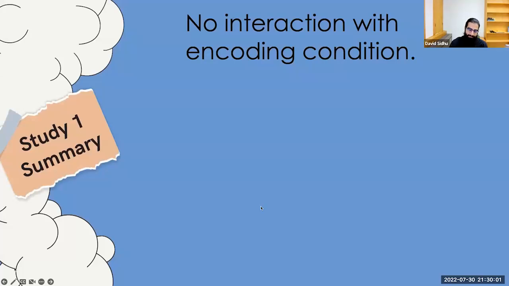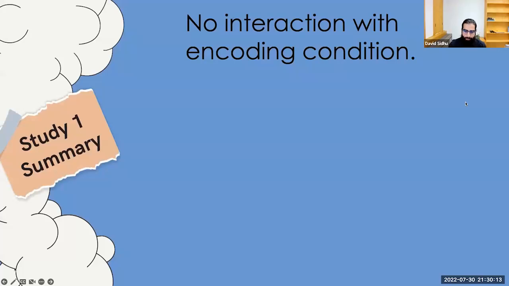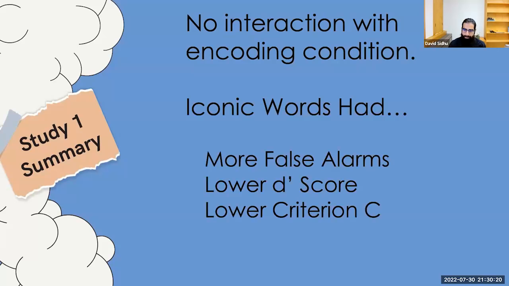Okay, so just to sum up study 1, there was no interaction between iconicity and encoding condition. Sorry, if I go back for 1 second, you'll see that the interaction is non-significant for each of these measures. So no evidence that directing people to focus on the form of the words affected that iconicity effect. But we did get effects of iconicity where iconic words had more false alarms, a lower D prime score, and a lower criterion. So it wasn't really what we expected, but this was still interesting because we're seeing evidence that iconicity is affecting memory, but actually making it worse.